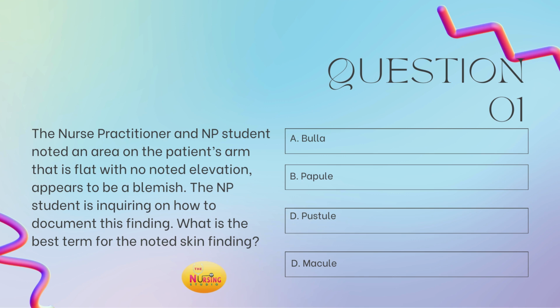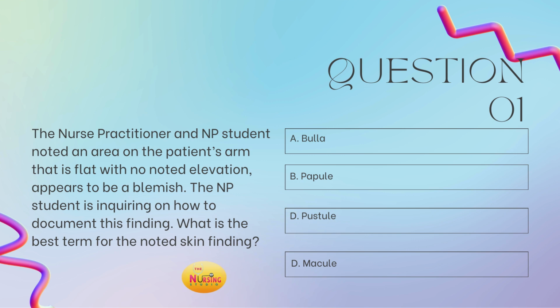And then C, pustule. Even if you didn't know, this description says no elevation. If something has pus in it, there's going to be some form of elevation, right? But a pustule is also small and less than 1 centimeter, just like a papule. The difference is it's elevated, but it's filled with pus. So let's go back. A bulla is fluid filled and it's 1 centimeter or larger, right?